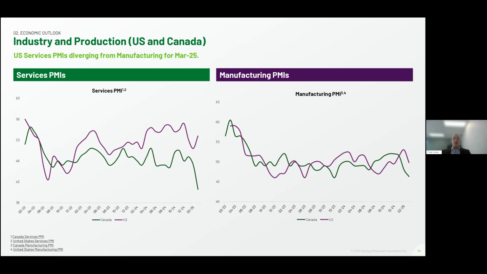Starting with the US services PMI, we saw a strong rebound to 54.3, driven by improved demand and better weather. Exports, however, fell for the third straight month, and hiring remains cautious. Notably, input costs surged to an 18-month high, squeezing margins, while business confidence fell due to policy uncertainty. In contrast, Canada's services PMI dropped to 41.2, the fourth consecutive month of contraction. New business declined sharply, largely due to tariff uncertainty.